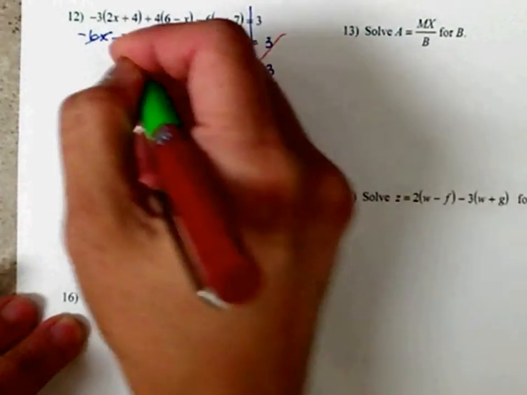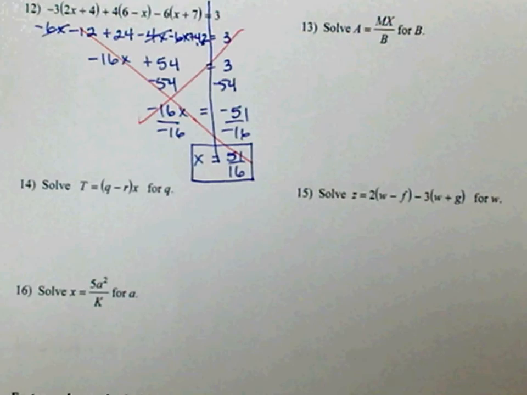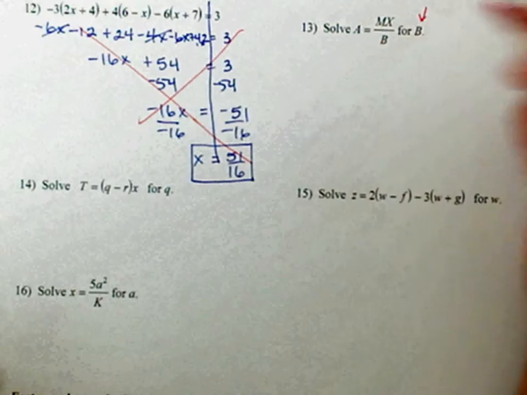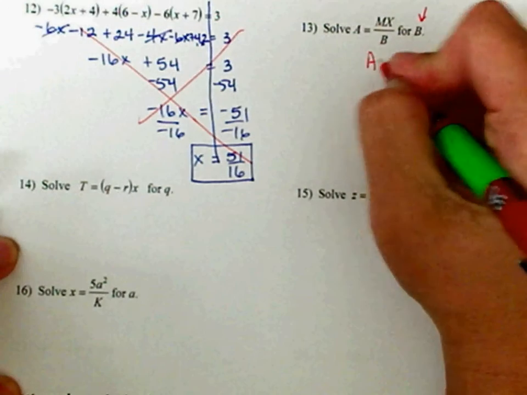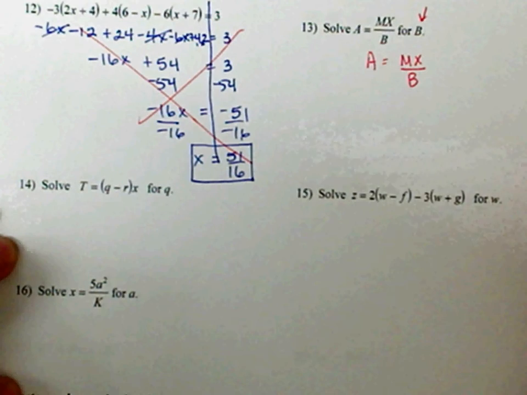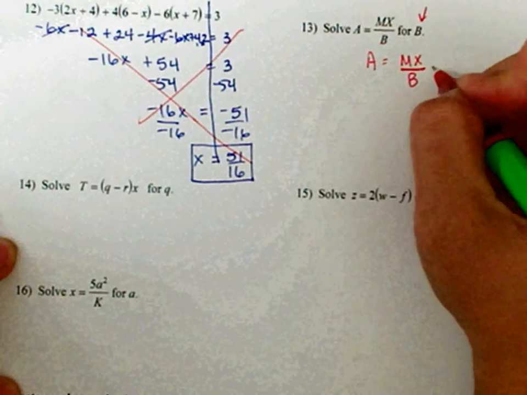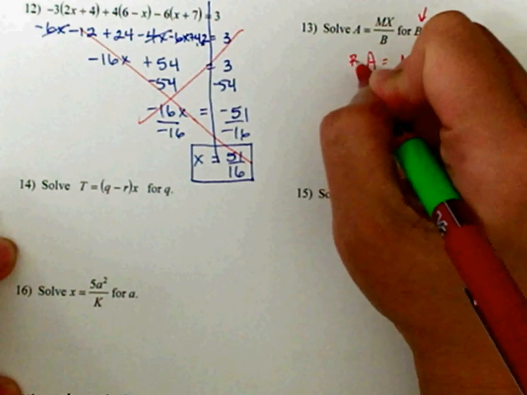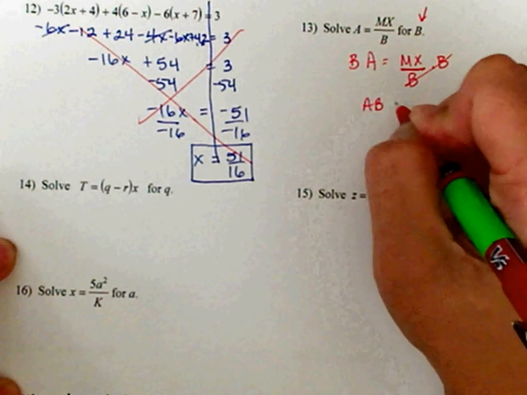Okay. Number 13. We are solving literal equations. We are solving for b. So we want b to be by itself. So I'm going to rewrite the problem. Mx over b. Okay. Get rid of your fraction. Do you see how this is divide? What's divided by b? Times b. What you do to one side, you do to the other. So now you have ab is equal to mx.